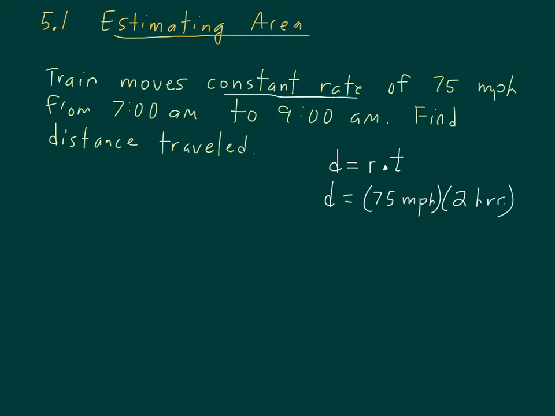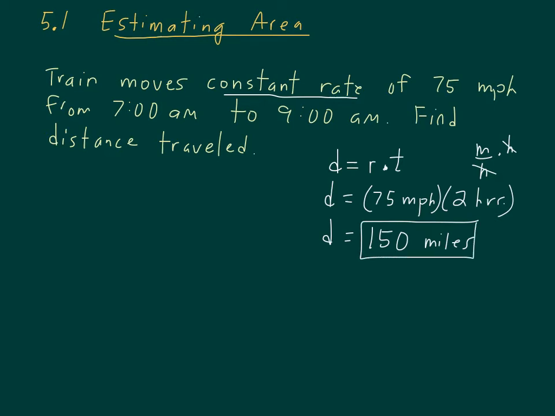Okay, so the distance traveled would be 150 miles. Okay, so your units here, miles per hour times an hour. The hours cancel, that's why we're left with just miles, right? So our distance is 150 miles.